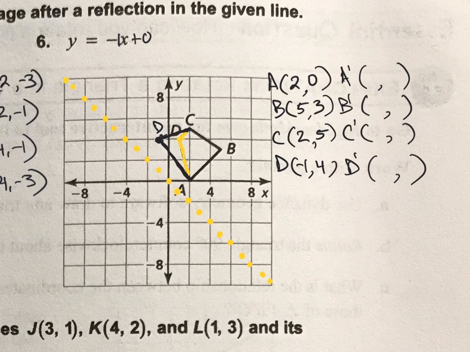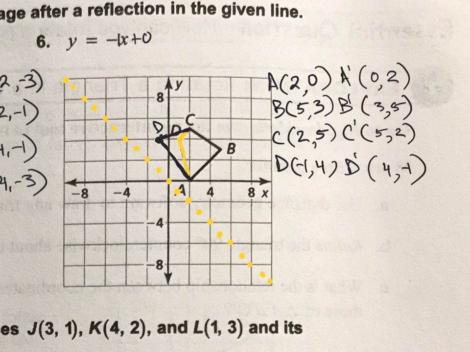It's still y equals negative x. The last one was y equals x. So you still flip your numbers. So 0, 2, 3, 5, 5, 2, and 4, negative 1. I'll stop for a second and wait for you.